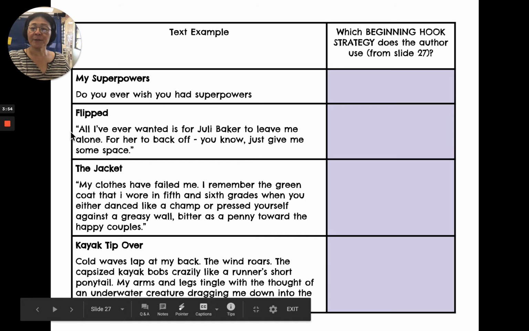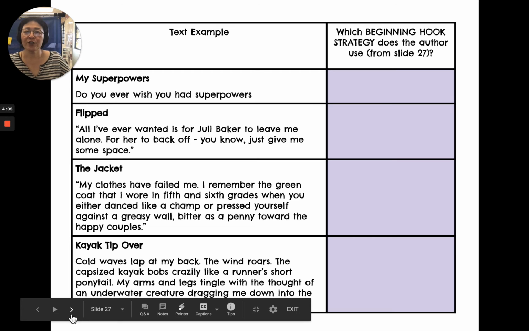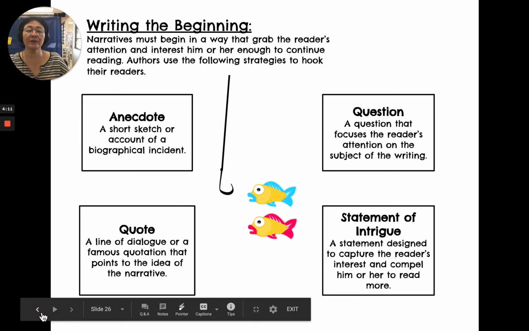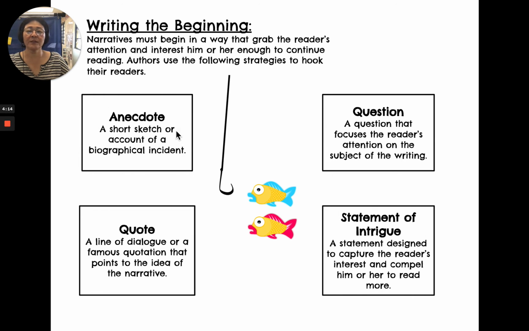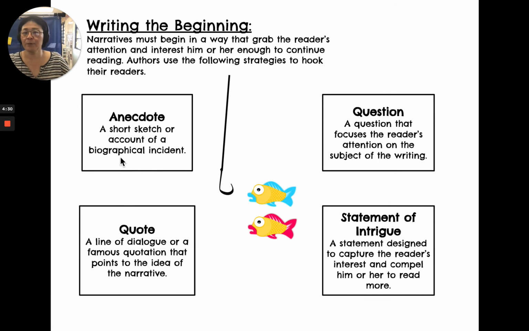The example from Flipped is, "All I ever wanted is for Julie Baker to leave me alone, for her to back off, you know, just give me some space." So what beginning hook strategy does the author use? Well, this one is actually a combination. This is an anecdote. It's a short biographical account or thoughts of the writer, but because there were quotation marks around it, it is also a quote. So this one would be a combination of an anecdote and quote. Now if there were no quotations, then it would just simply be an anecdote.